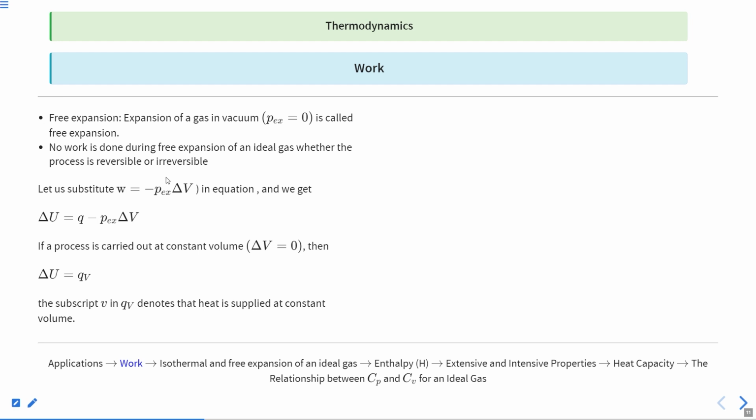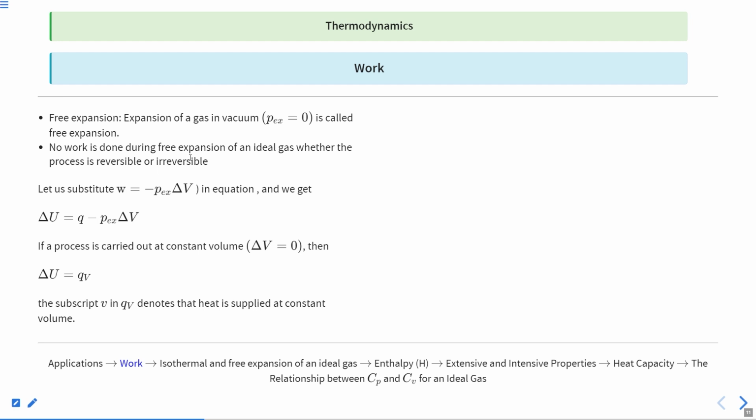Clear? Now if your P external is 0, then the work done is also 0. So W will also be 0. So that is the same thing written here. No work is done during free expansion of an ideal gas, whether the process is irreversible or reversible. This is true for both irreversible and reversible, that the work done in free expansion is 0.